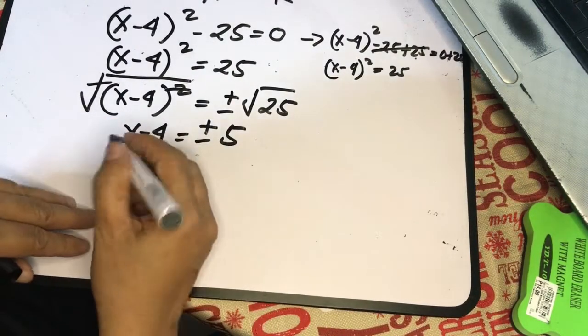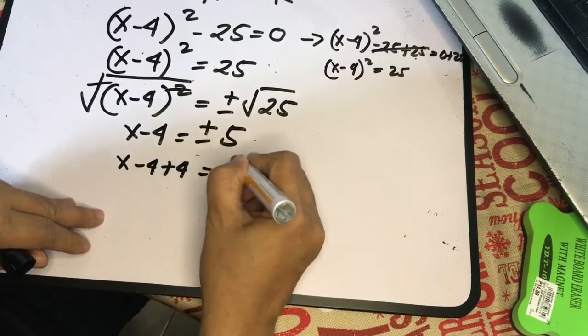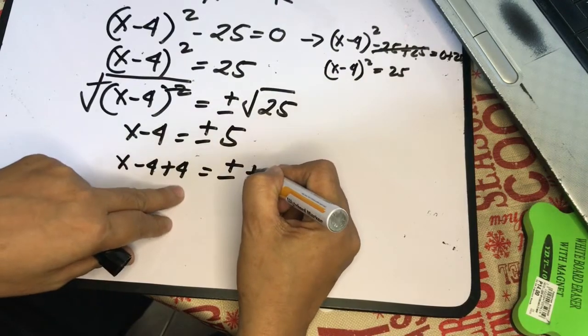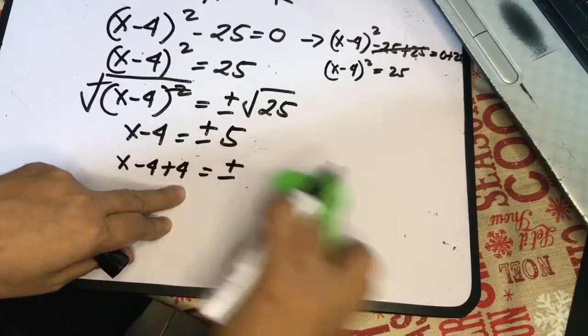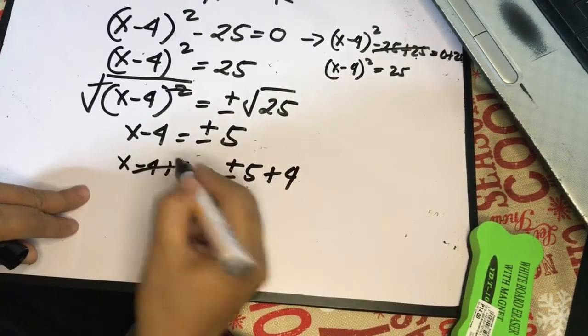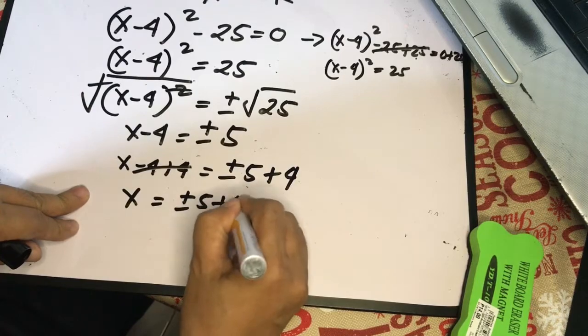So, we will be having x minus 4 plus 4 is equal to plus and minus, kung ano yung inadd natin, dito, which is 4. So, plus minus 5 plus 4. Okay, so x therefore is plus minus 5 plus 4.